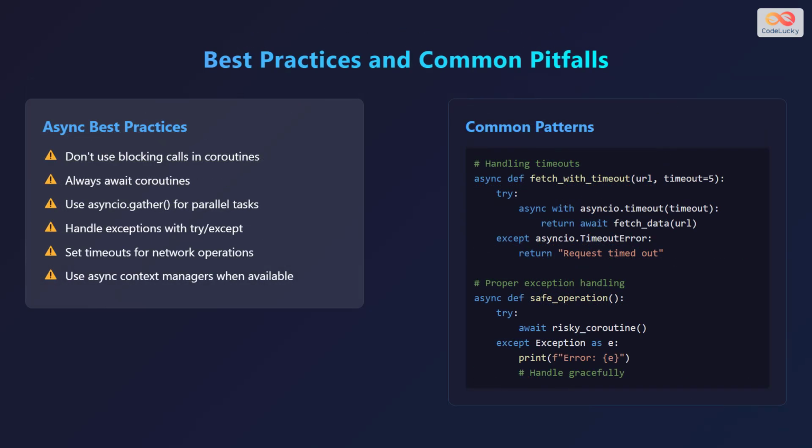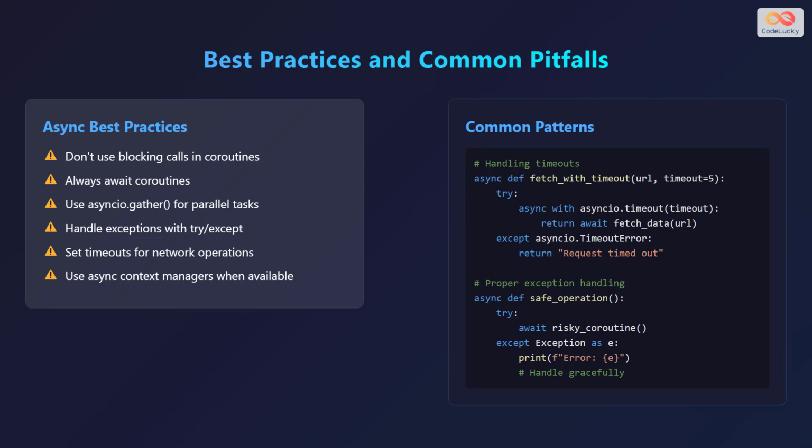Let's discuss some best practices and common pitfalls when working with asyncio. It's crucial not to use blocking calls within coroutines, as this can negate the benefits of asynchronous execution. Always await coroutines to ensure they're properly executed. Use asyncio.gather for running tasks in parallel, and handle exceptions with try/except blocks to prevent unhandled errors. Setting timeouts for network operations is also important to avoid indefinite waiting. When available, use asynchronous context managers to manage resources properly.